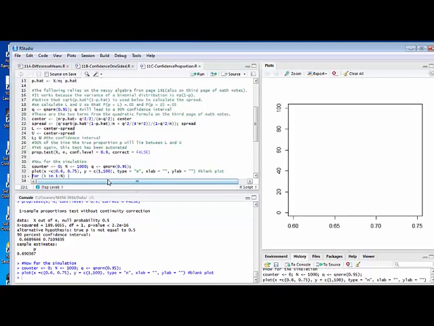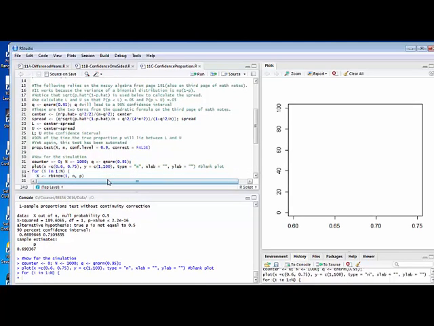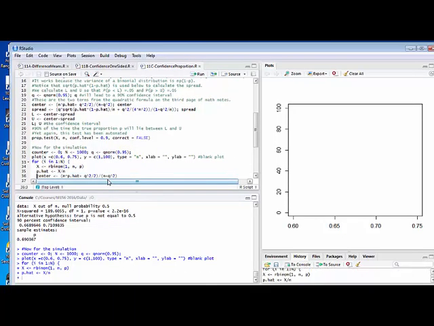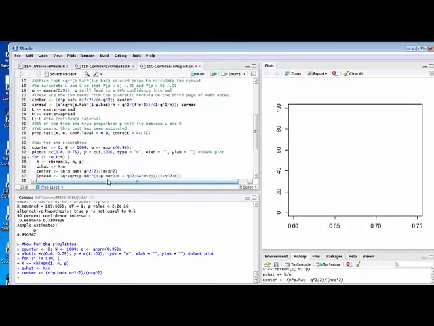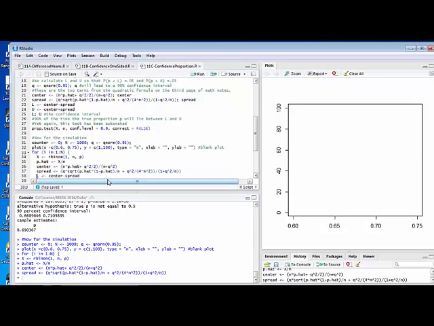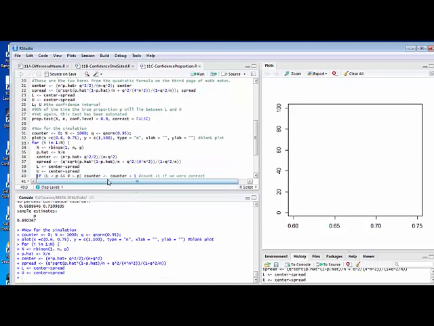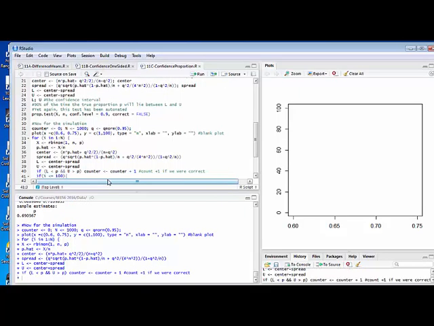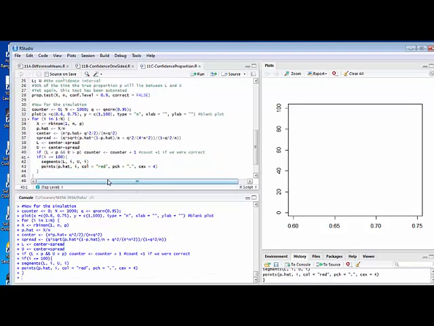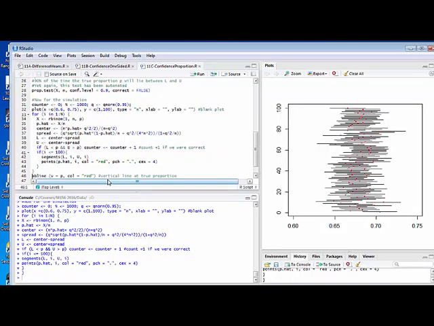1,000 times we will generate a sample from this binomial distribution, compute center and spread from p-hat, compute L and U from that, and if the true proportion P is greater than L and less than U, we were correct. So we'll count 1. We expect that'll happen 90% of the time. And let's plot some line segments for the first 100 trials and look at what we've got.